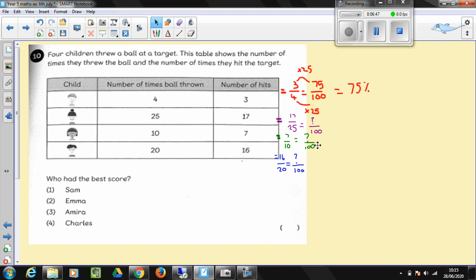Try and work out the others for the other children. You need to know how many 25s make 100 and do the same to the top. How many 10s make 100 and do the same to the top. How many 20s make 100 and do the same to the top. Then you'll have percentages. Whoever had the best score is the child with the highest percentage. Pause the video and have a go.